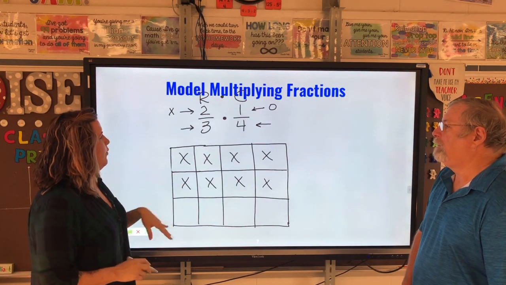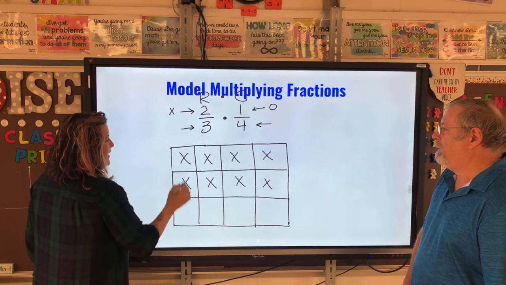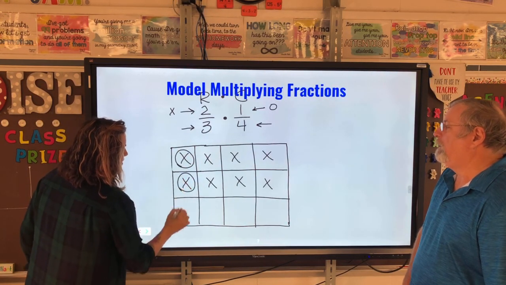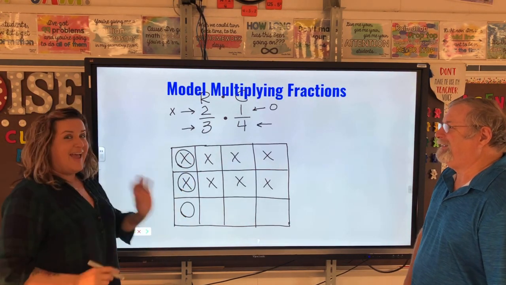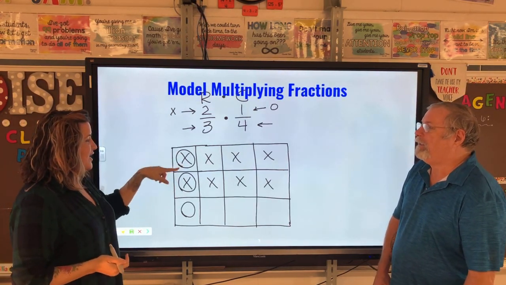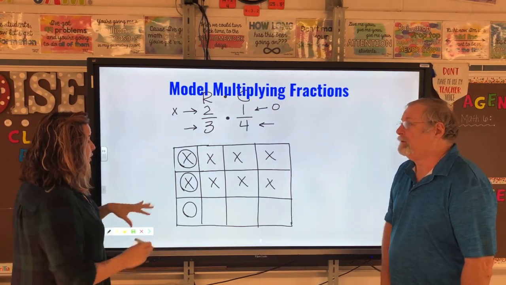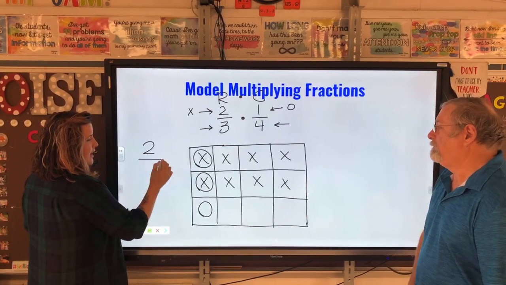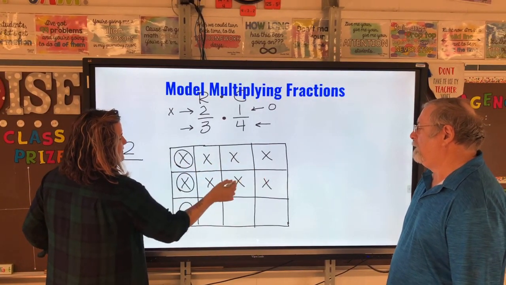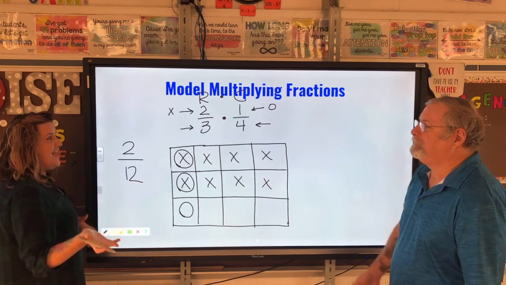Now I'm going to model 1/4. So I take my first column and I make circles. Now my double colored ones, the ones that have an X and an O, a circle with an X, are really easy to see. There's 2 of those. And then I have 1, 2, 3, 4, 5, 6, 7, 8, 9, 10, 11, 12 little boxes.